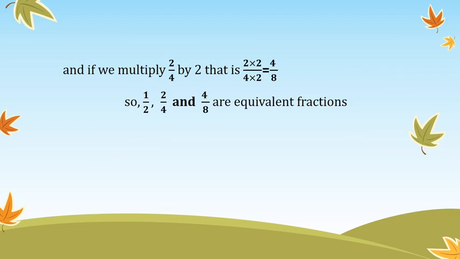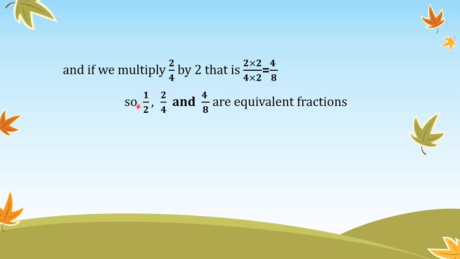And if we multiply 2 upon 4, which is the fractional representation for the pizza eaten by the first friend, by 2 again, that is 2 into 2 and 4 into 2, numerator and denominator by the same number. We are multiplying the numerator and denominator by the same number. And so what fraction are we getting? 4 by 8, which is the part eaten by the second friend.